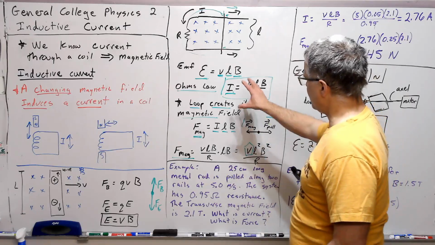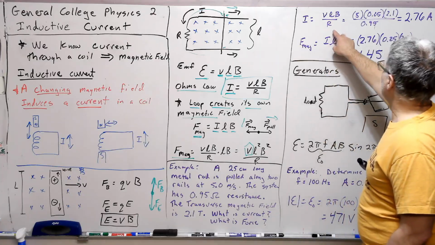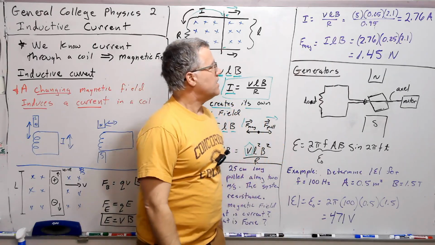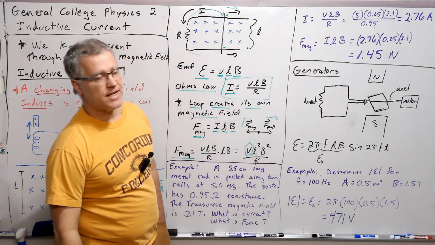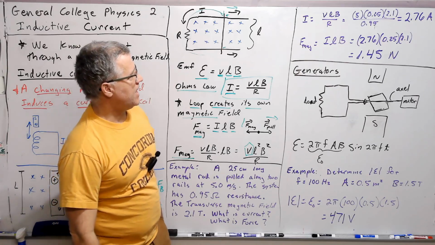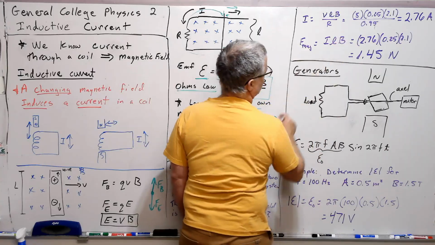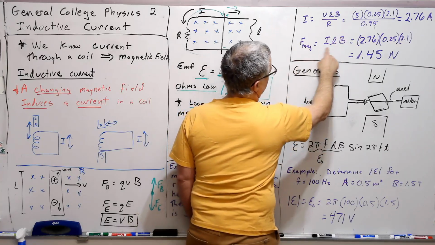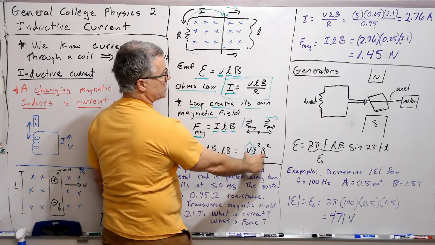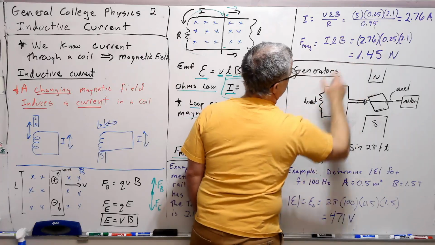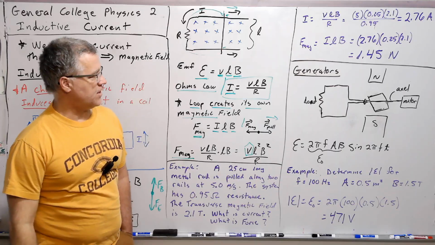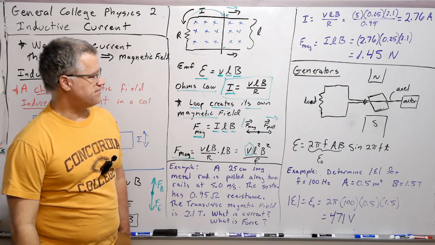Okay, pretty straightforward. We have the formulas. So if we plug in our numbers, and you could check this, see if I made a mistake. Current, we should get amps, of course. And so we get 2.76 amps if we plug in the numbers that were given. And then the magnetic force is coming from here. We could also have just used this equation directly, and we get 1.45 newtons. So check that yourself, see if I made a mistake there.